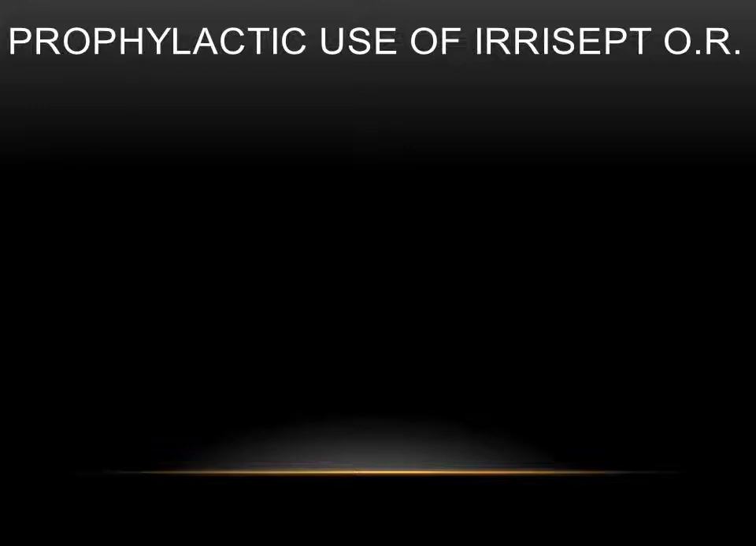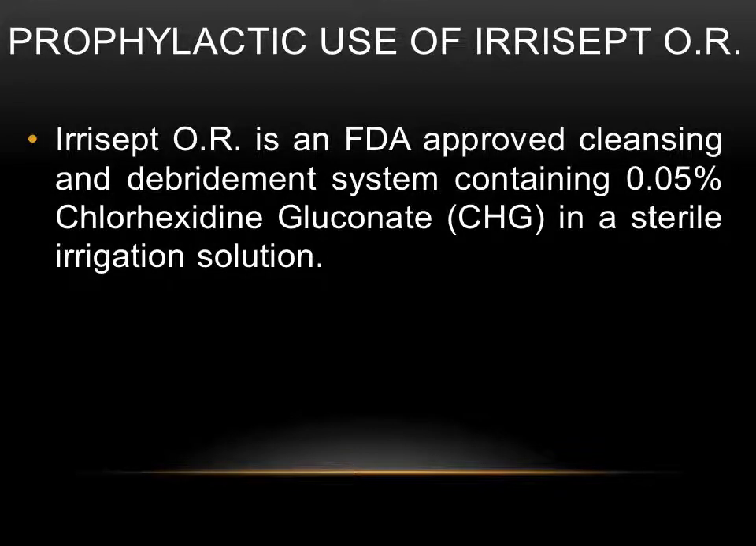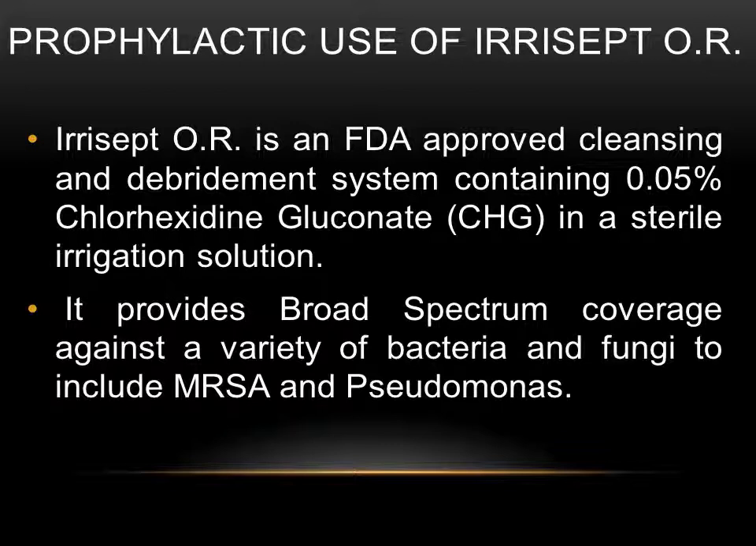Prophylactic use of Irricept OR. Irricept OR is an FDA-approved cleansing and debridement system containing chlorhexidine gluconate in a sterile irrigation solution. It provides broad-spectrum coverage against a variety of bacteria and fungi to include MRSA and Pseudomonas.